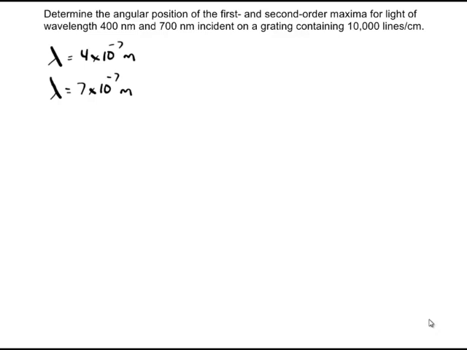And we're looking for the first and second order, so we're going to have m equals 1 and m equals 2. So for the first one, we'll do sine of the angle. I'm going to call it angle 400 so we know which one we're working with, equals m, and we're going to use 1 for the first one, times the wavelength, 4 times 10 to the negative 7 meters over d.